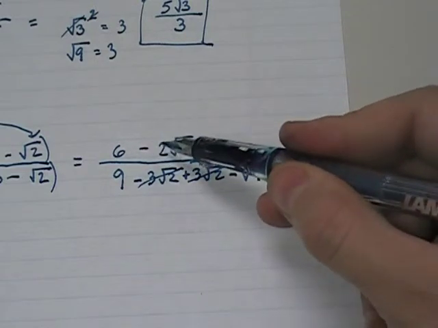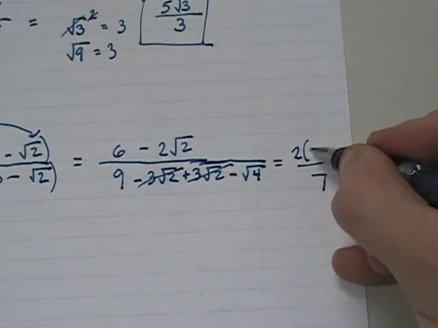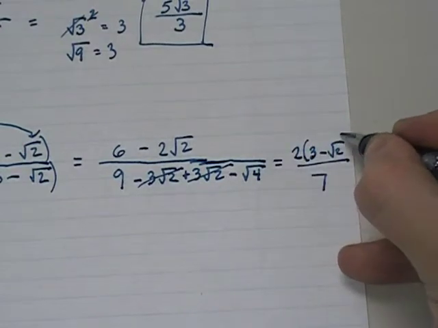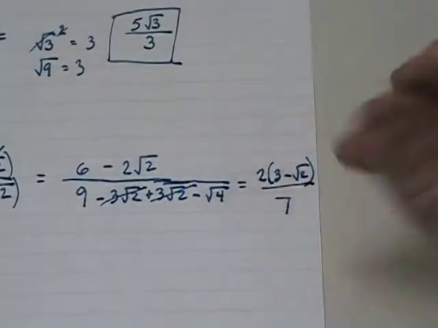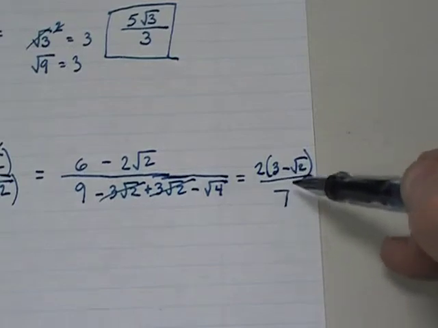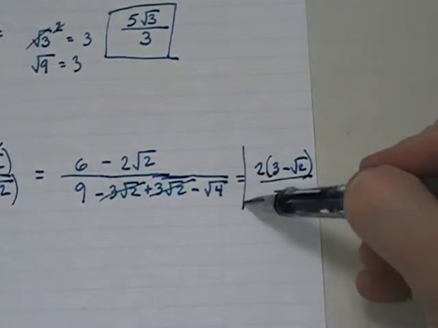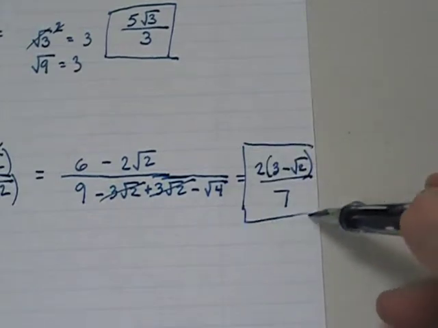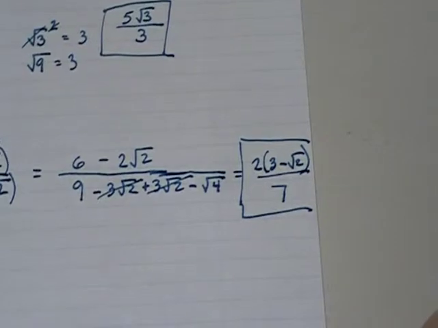Or you could factor, 2 will go into both of these, and so you could write this as 2 times 3 minus root 2, which is actually what you had originally. The reason we would factor this 2 back out is if this came out to be an even number, then we could simplify. Okay, so it's a good habit to always try and factor that out. So there's our final answer there, 2 times 3 minus root 2 over 7.